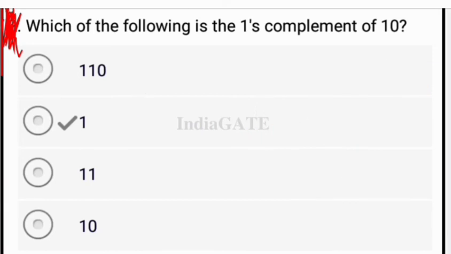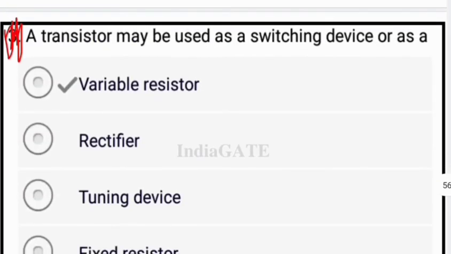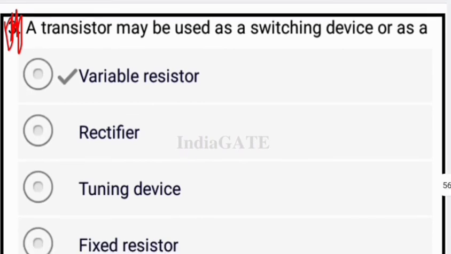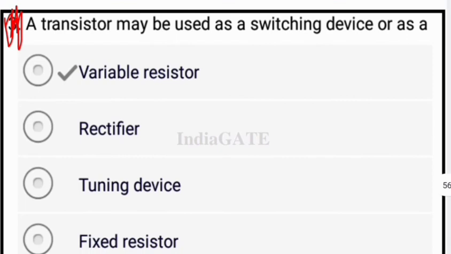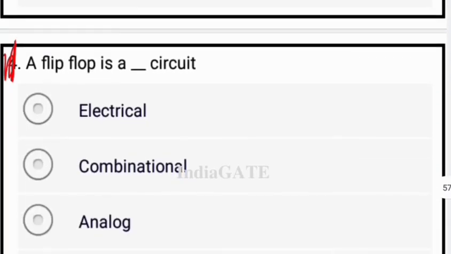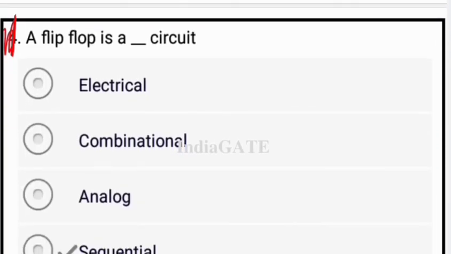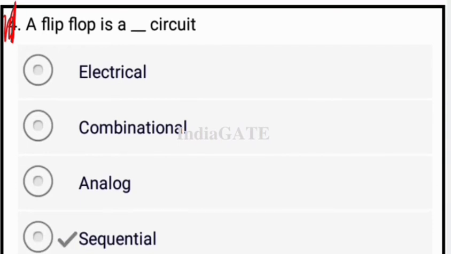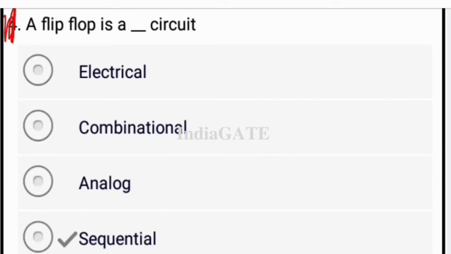Now come to the next question. The next question is defined as, a transistor may be used as a switch device or as, there are 4 options, option A, B, C and D. So option A is your correct. Why? Here a variable resistor is used for the transistor to use as a switching device. So this is answer first. Now come to the next. A flip-flop is a what type of circuit? A flip-flop is a sequential type of circuit, means option D is your correct answer.